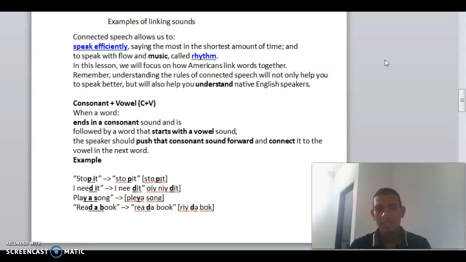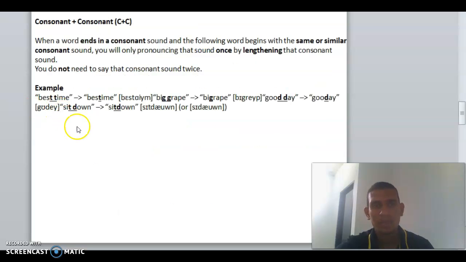Stop it. And we link stop it. I need it. Play a song. Read a book. These are some examples that you can use when we are learning. The idea is listen, repeat, listen and repeat.